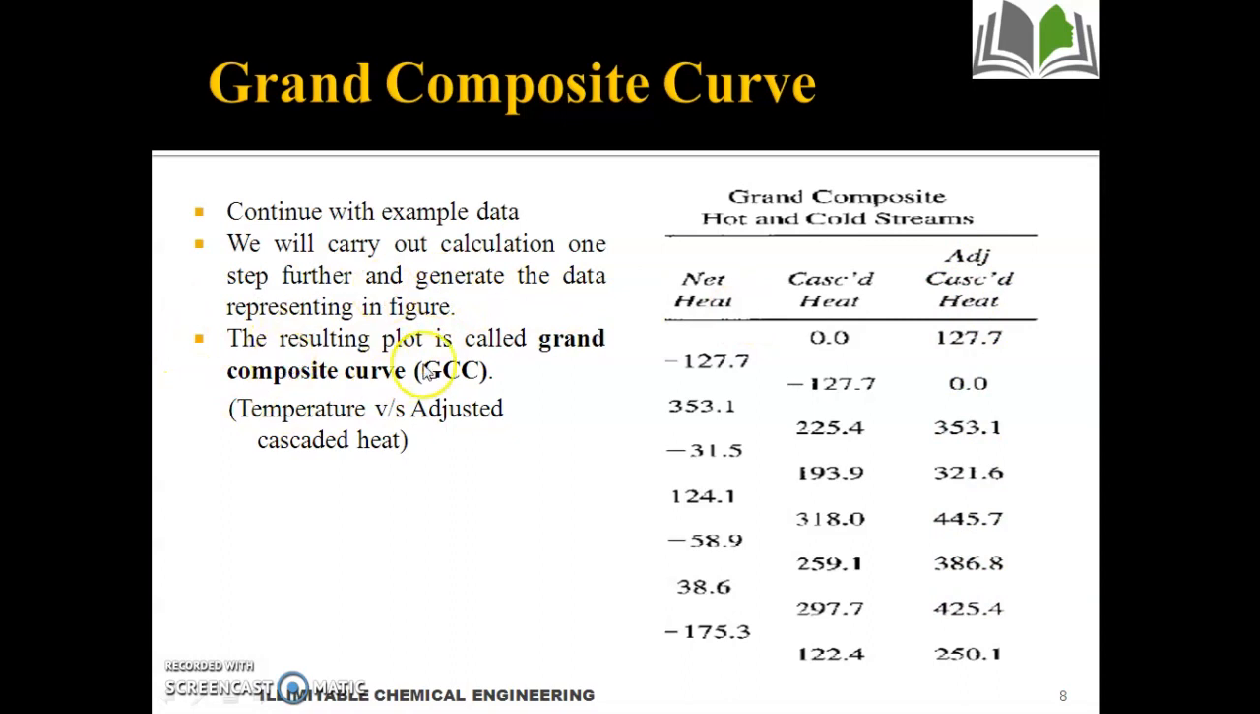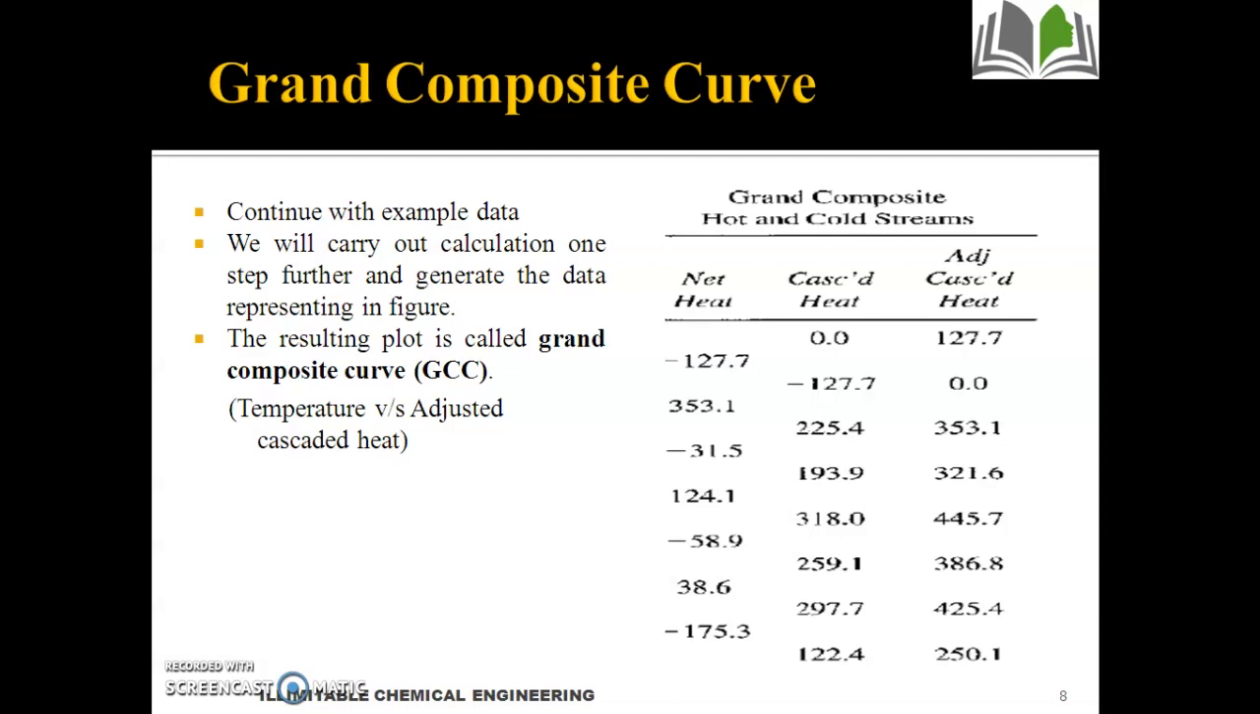So for this grand composite curve, we need to plot the temperature versus adjusted cascaded heat data. This resulting plot is called the grand composite curve. This curve is one of the most important to understand for the heat exchanger network problem, found in 1979. First we do the mechanics needed, then we interpret what the resulting curve means. So first we need to produce these three columns, and the first of these columns is the net heat expelled from an interval.